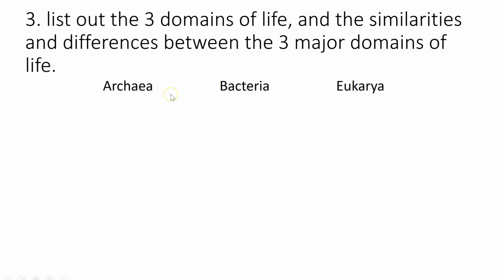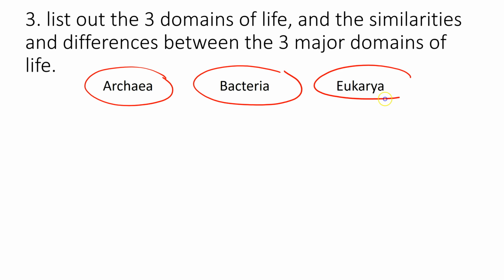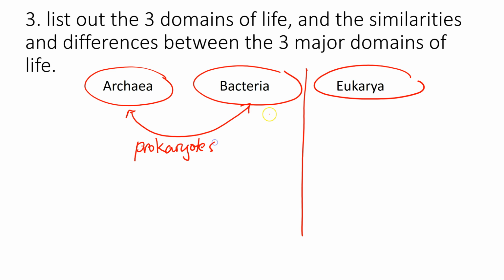Next, list out the 3 domains of life and the similarities and differences between the 3 major domains of life. You need to know that the 3 domains of life are archaea, bacteria, and eukarya. And archaea and bacteria are all prokaryotes, so basically they do not have a nucleus, while eukarya is eukaryotes, so they have a nucleus. And since they are all living organisms, right? Every living organism must either be an archaea, a bacteria, or a eukarya domain.